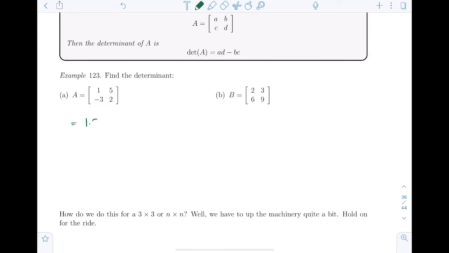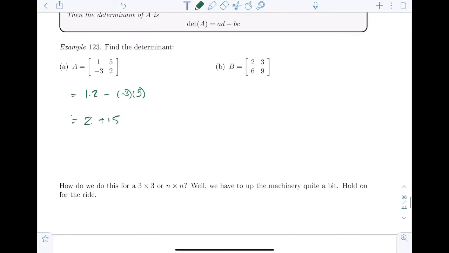So it's going to be 1 times 2 minus negative 3 times 5. Whoops, I meant minus. And so I get 2 plus 15. That was why I said plus. I sort of did the thing in my head early. And that's 17. All right. So there's our determinant. Done.